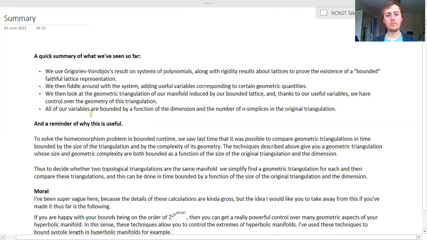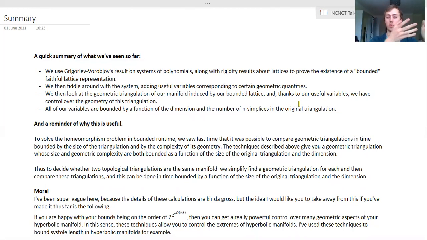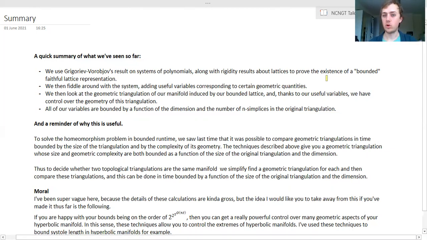All of our variables and all of this control is bounded by a function of the dimension and the number of n simplices in the original triangulation. And that's because it's all bounded by how many variables you started out with, or the number of edges you want to bound, or the number of generators in the presentation. And all of that is determined by the size of the original triangulation. Okay, and so that's where we get these bounds on runtime from.